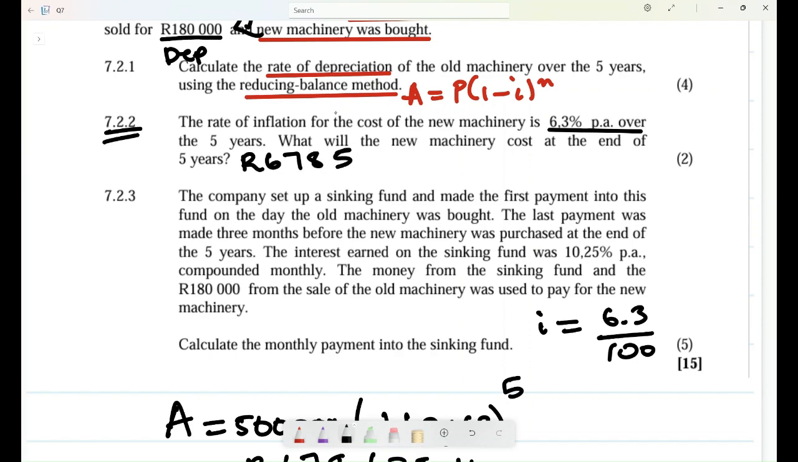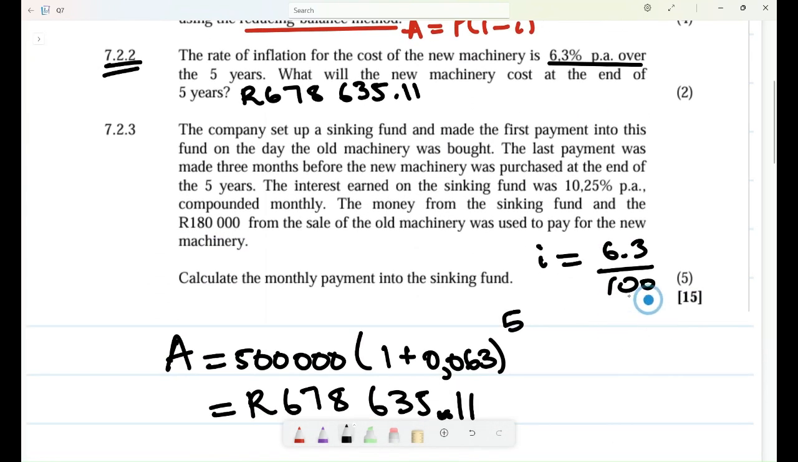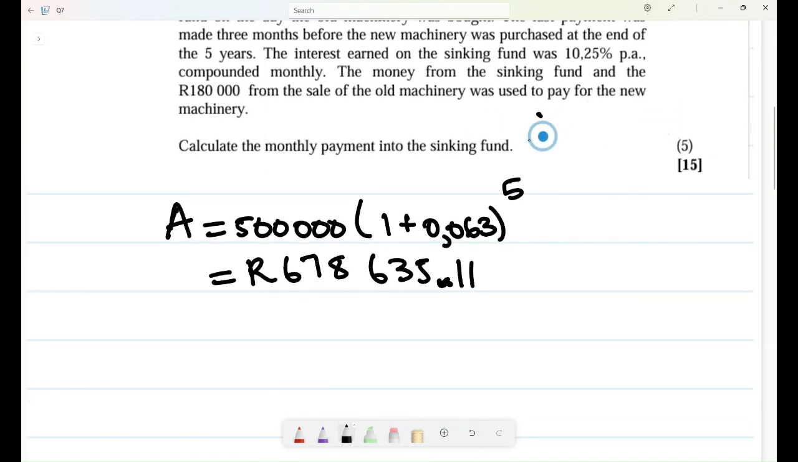678,500 or 635, 635 comma 11, right? Now let's move on to an interesting part of this finance in grade 12.